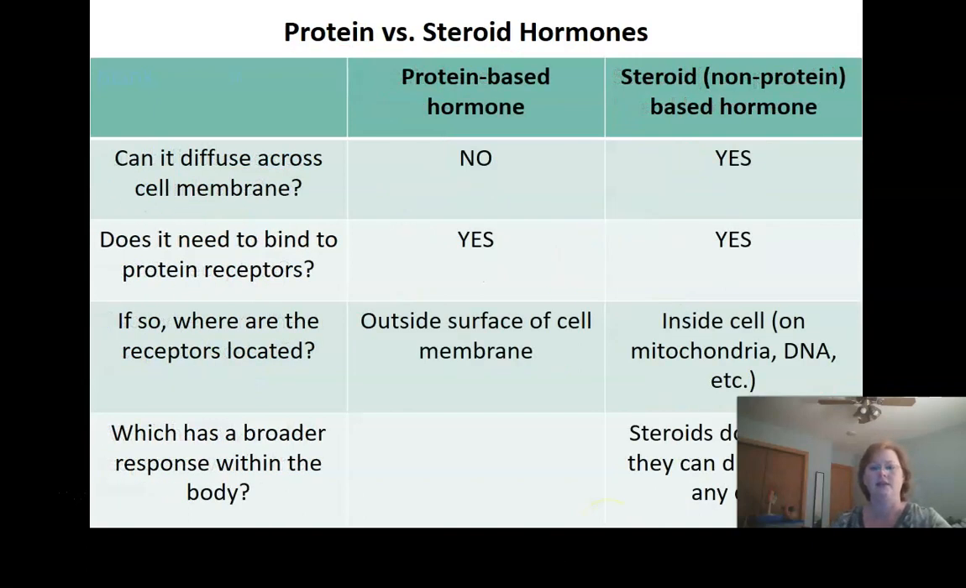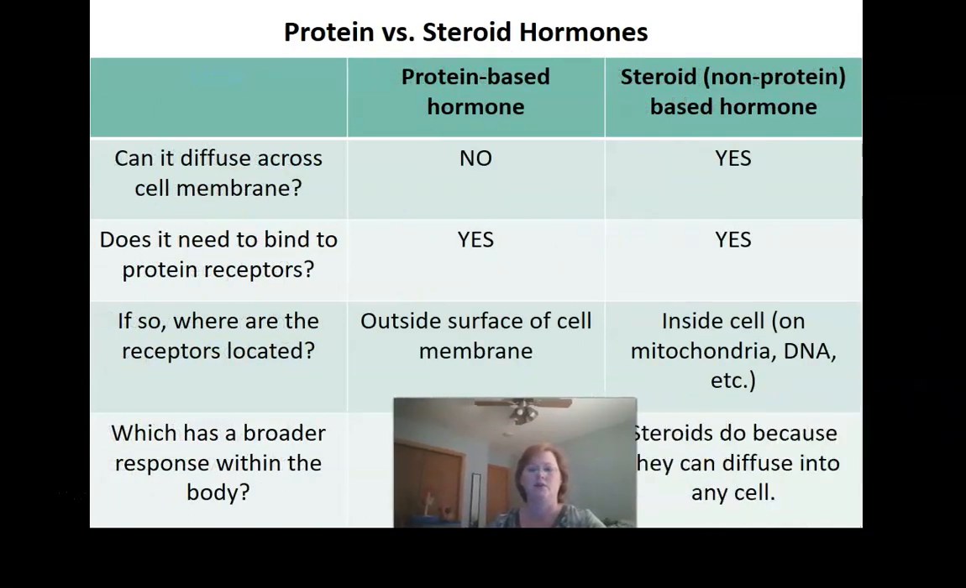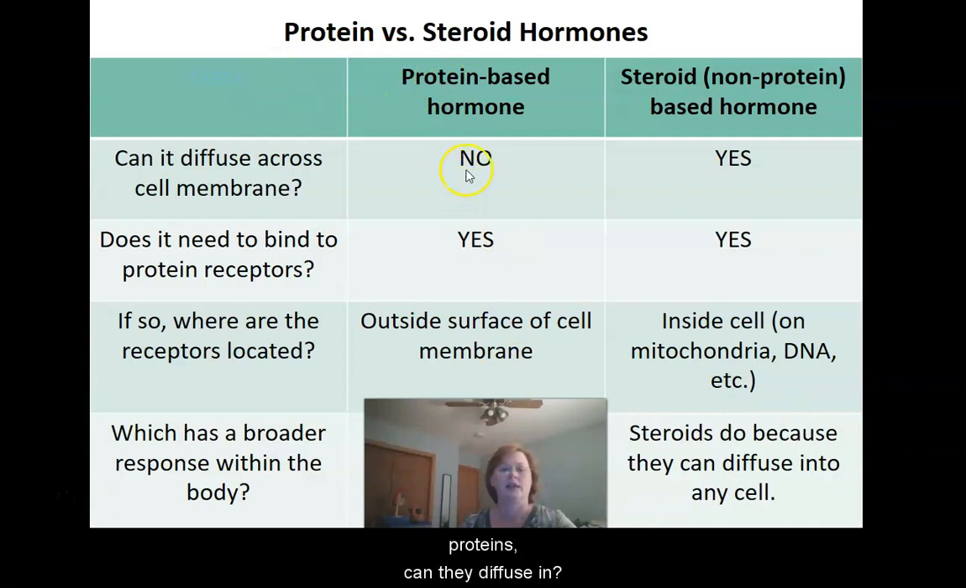Let's see how we did. So proteins, can they diffuse in? No. Steroids, yes. Do they need to bind to receptors? Yes, always. If I'm a protein and I can't diffuse in, where are my receptors? They're on the outside of the cell membrane.